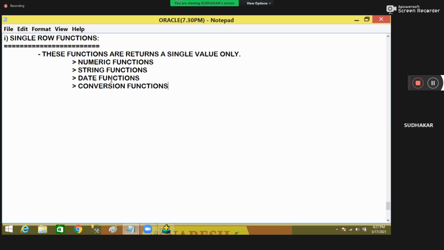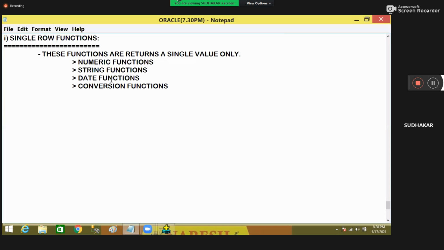But analytical functions are one more type, and they are concept based; how to use them you will understand in the future. In this session we will see numeric, string, date, and conversion functions, which all come under the single row functions category.